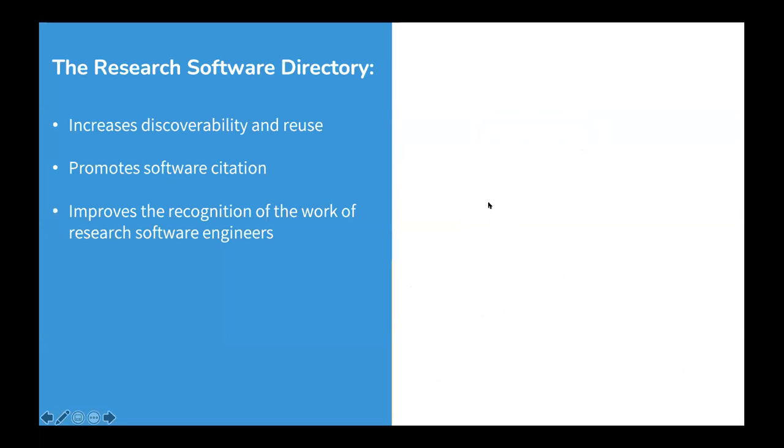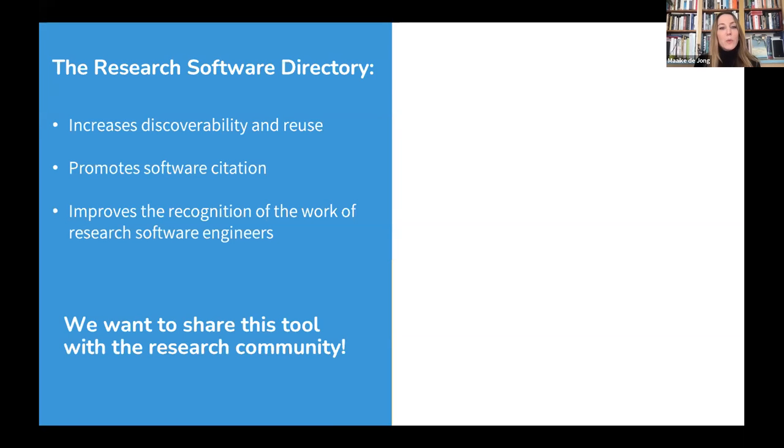So, in short, we think the research software directory increases discoverability and reuse of research software. It promotes software citation. And by doing these things, it also really improves the recognition of the work of scientists who develop software and research software engineers. So we really want to share this tool with the research community because for us, it's a really great tool.